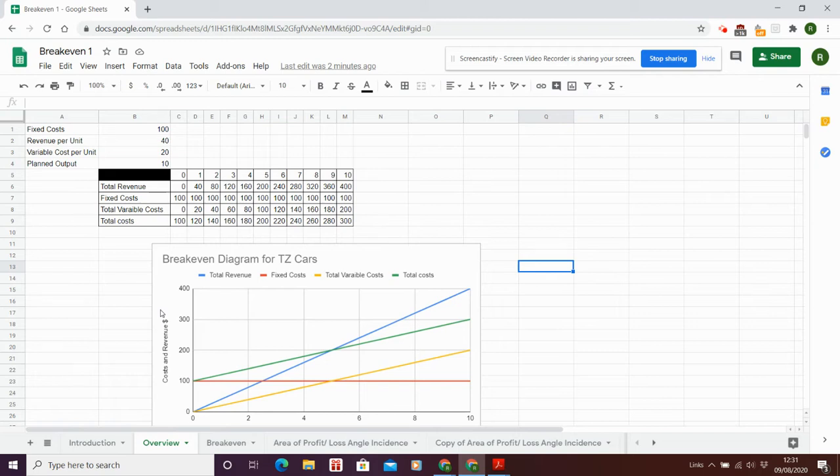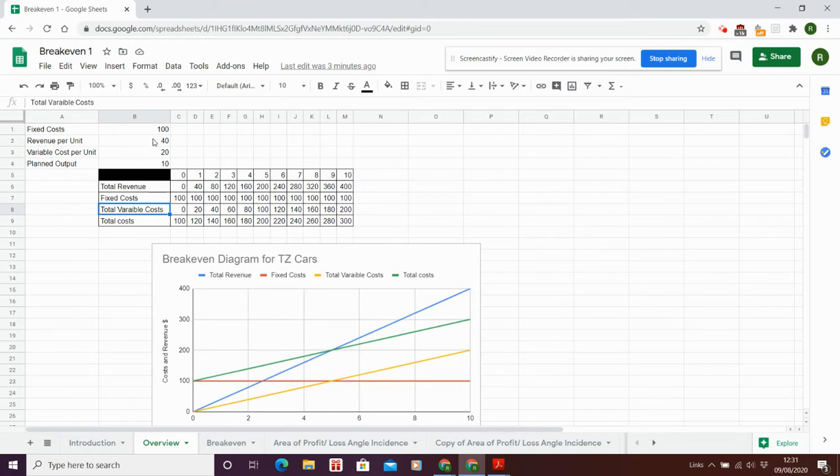Hopefully you'll already be aware of the different types of costs in a business. You've got your fixed costs, which are obviously fixed. They do not change with the level of output. You have got your variable costs, which are things like the materials that go into making a particular product, and they will increase in direct proportion to your level of output. And then you've got your total costs, and the total costs are just your fixed costs and your total variable costs. And the final thing we need to think about is our total revenue.